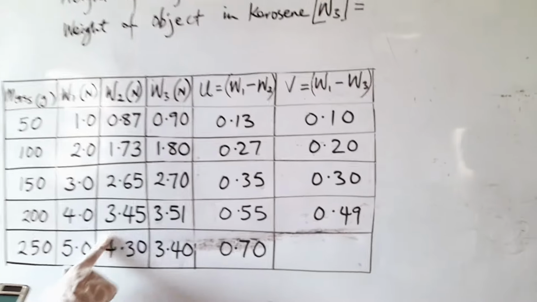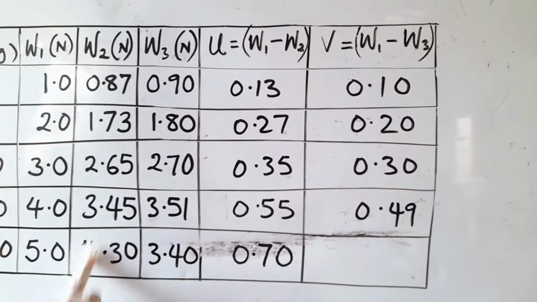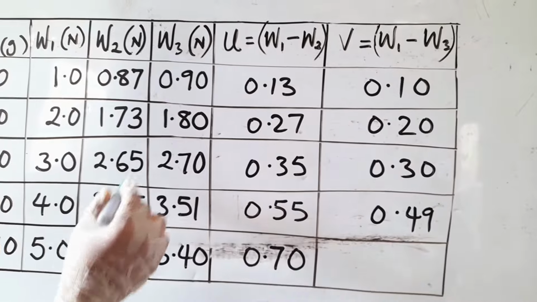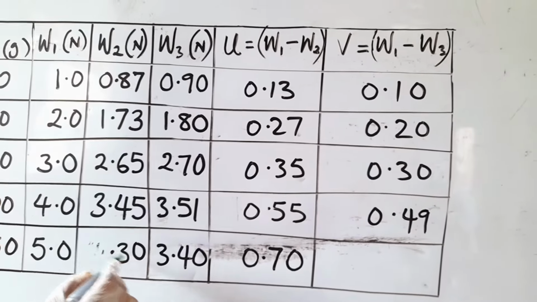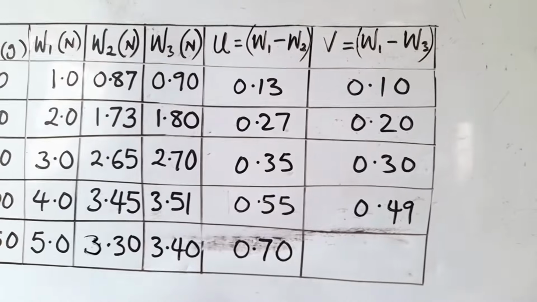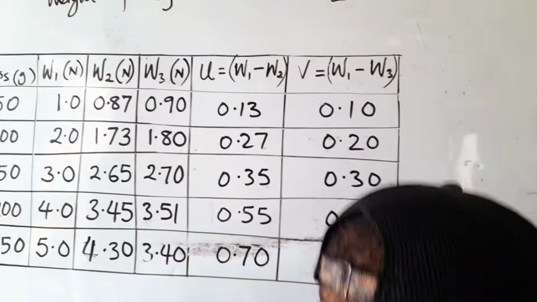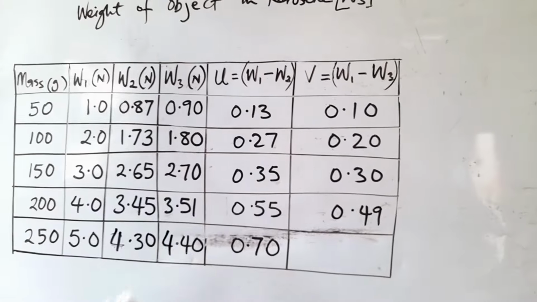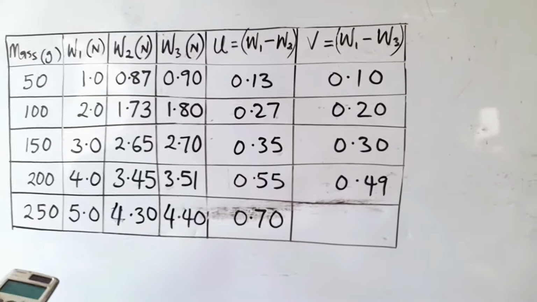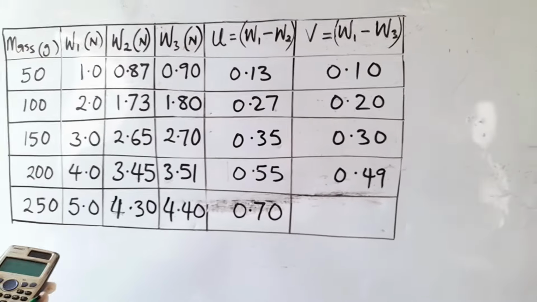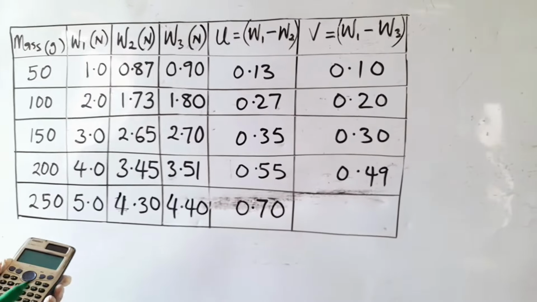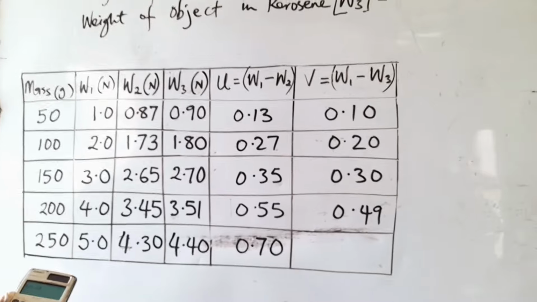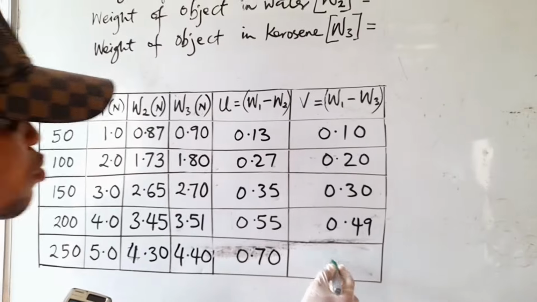So there was a little error in the tabulation there. It's supposed to be 4 there, not 3. It should be 4.30. And then this for W, that's 4.30 for W2, and for W3 should be 4.40. So when analyzed, you see we'll have U for when it's 250 grams to be 0.7, but V for 250 grams as W1 minus W3, which is 5.0 minus 4.40, will give us 0.60. Okay, so our table is complete and we are ready to plot a graph.